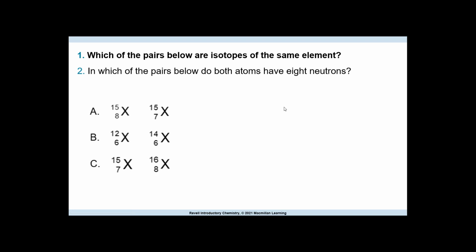Okay, so this one's a little bit more complicated to understand, but once you know this, you have to break it down with a little bit more thought process, and then you become comfortable with it. This isn't that difficult.